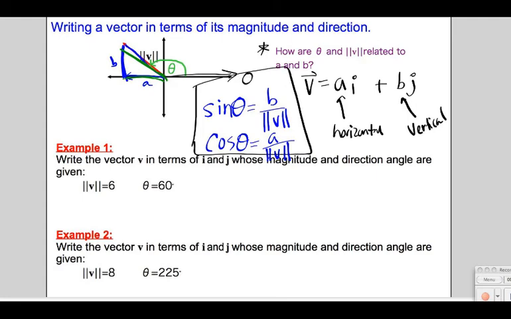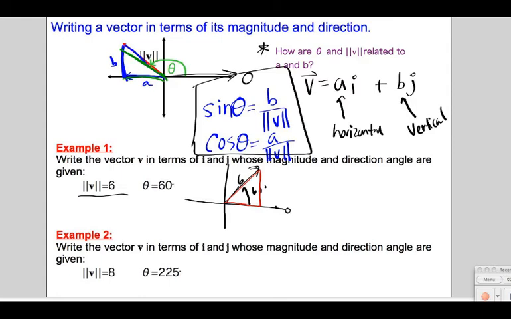We're going to write vector v in terms of i and j whose magnitude and direction angle are given. So first off, I'm going to sketch a picture, since we're beginners at this. So theta is 60. Now remember, we start at 0 here, and 60 degrees is almost to 90. I'm going to draw that a little bit smaller. So this is 60. And the magnitude of v is 6, so that means the length of this segment is 6. So I really have this triangle here.